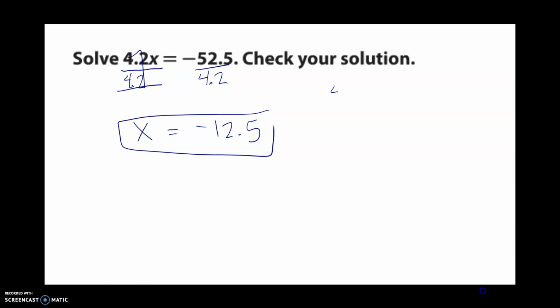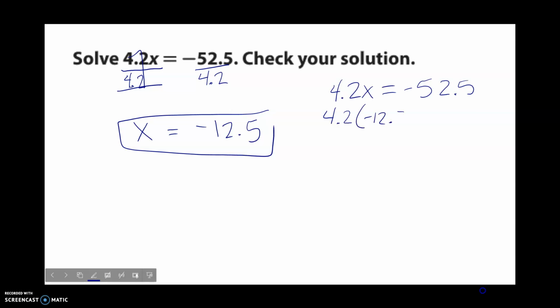Now you'll see it says to check your solution. So I go back to the original equation for my check. Instead of x, I'm going to plug in that negative 12.5. And I'm going to make sure that if I do negative 12.5 times 4.2, that I get negative 52.5, which I do, which means I have a true statement and I have the right answer.